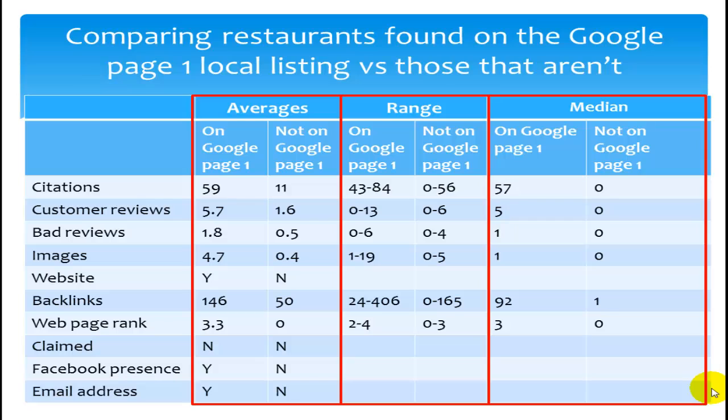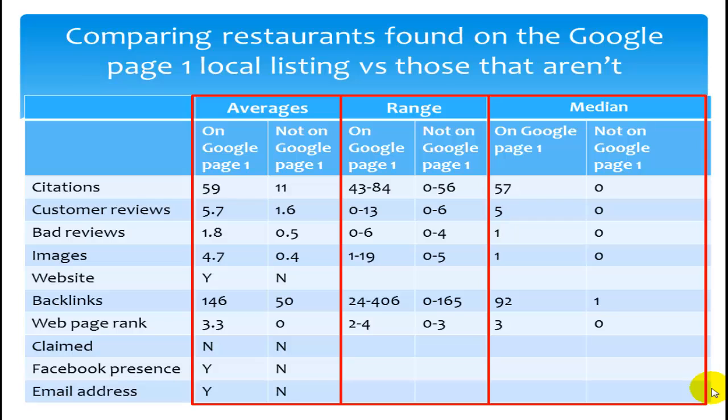So what this table does is it looks at averages, ranges and median. The average is simply the total of a set of numbers divided by the actual entries or records themselves. The range is the min and the max, and the median is the value lying at the midpoint of a range of numbers. So it's just an index that helps you to gauge the relative difference between these two groups. Down the left-hand side, you'll see that I've got a whole host of things that I've been looking at.